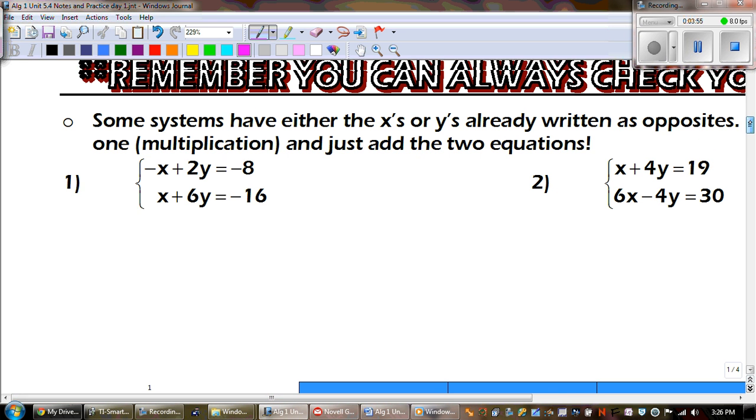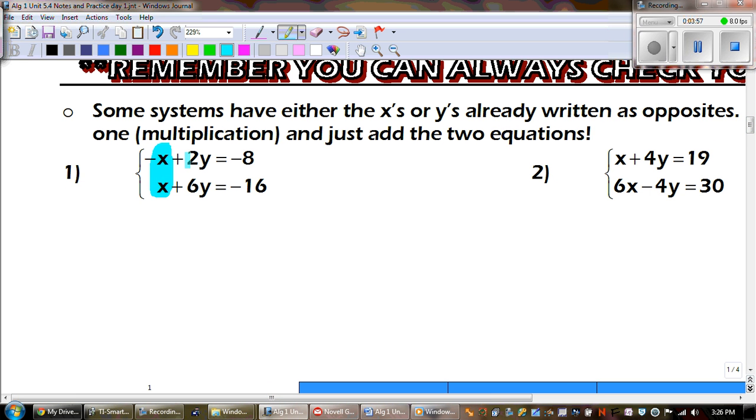So, the first thing that you notice is that your x's and your y's are all lined up. That's good. So, we're going to add up our x's. So, what's negative x plus x? Okay, because we are adding these. Negative x plus x, they cancel. They eliminated. Yes, that's what we want. And then 2 plus 6, we get 8y. Negative 8 plus negative 16 gives us negative 24.